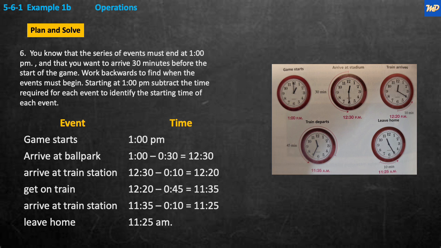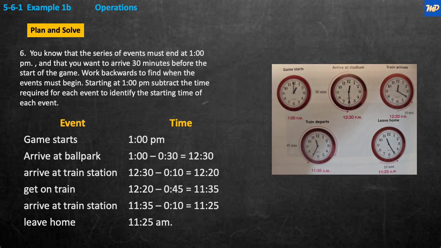So example 1B, this is the second slide, plan and solve. Now we're going to plan when we leave the house and how we're going to make all this happen. Statement number 6 says you know that the series of events must end at 1 o'clock, because at 1 o'clock the game starts. All of these events, the train events and walking to and from the station or from your home, are the series of events we're dealing with. And you want to arrive 30 minutes before the start of the game. Okay, work backwards to find when you must begin.